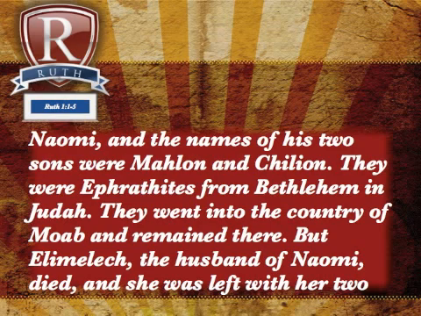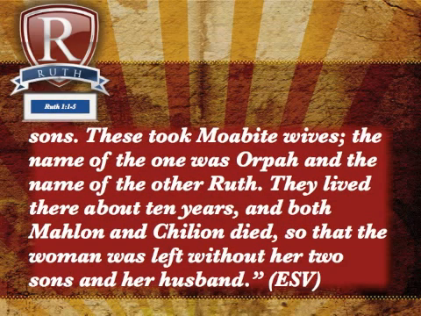But Elimelech, the husband of Naomi, died, and she was left with her two sons. These took Moabite wives. The name of the one was Orpah, and the name of the other Ruth. They lived there about ten years, and both Mahlon and Chilion died, so that the woman was left without her two sons and her husband.